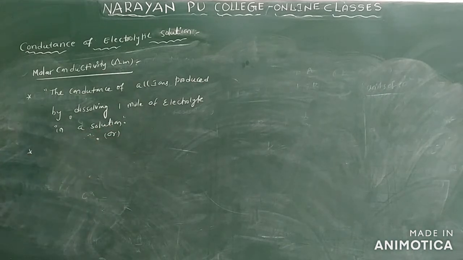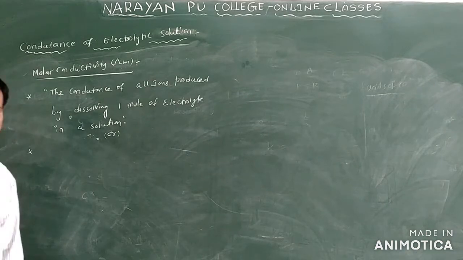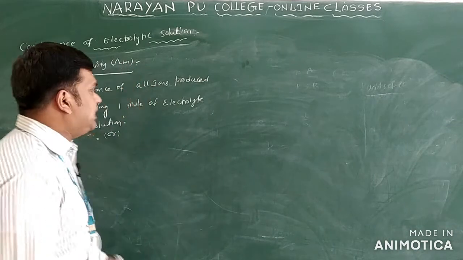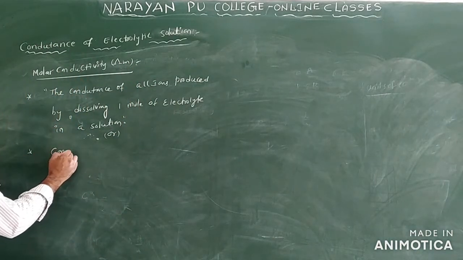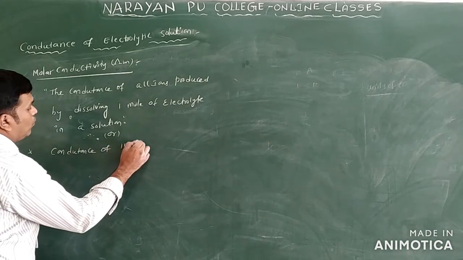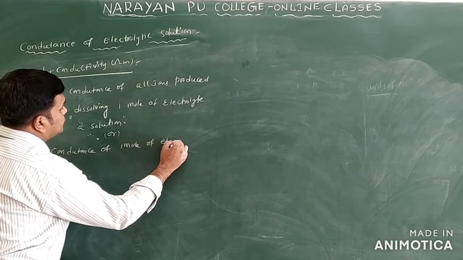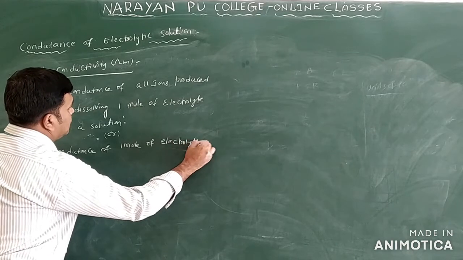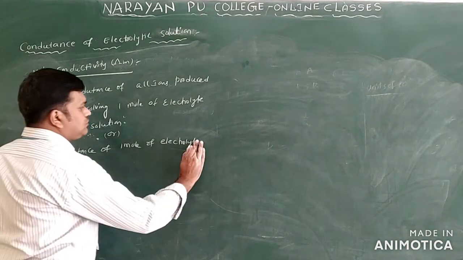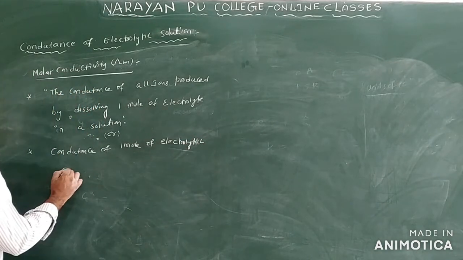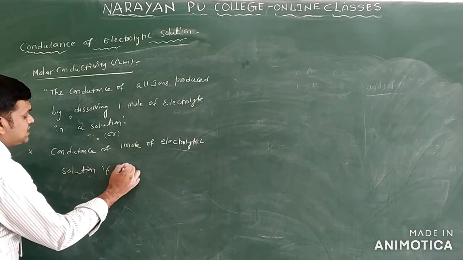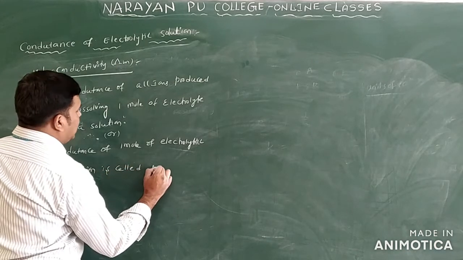Or you can write one more definition. What is the other definition you can say? The conductance of 1 mole of electrolyte is called molar conductivity. Conductance of 1 mole of electrolytic solution is called molar conductivity.